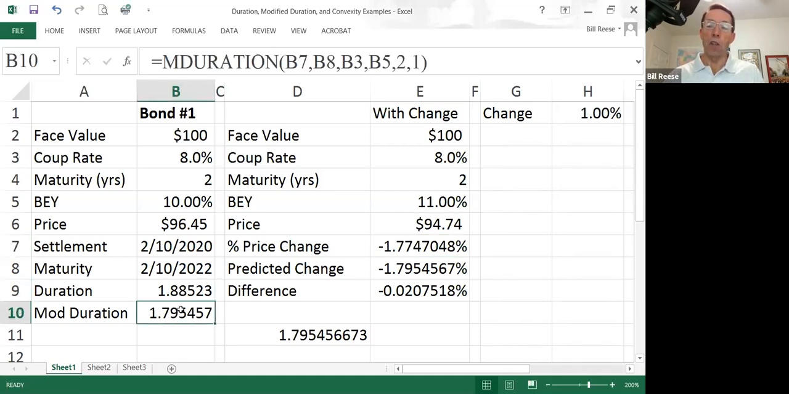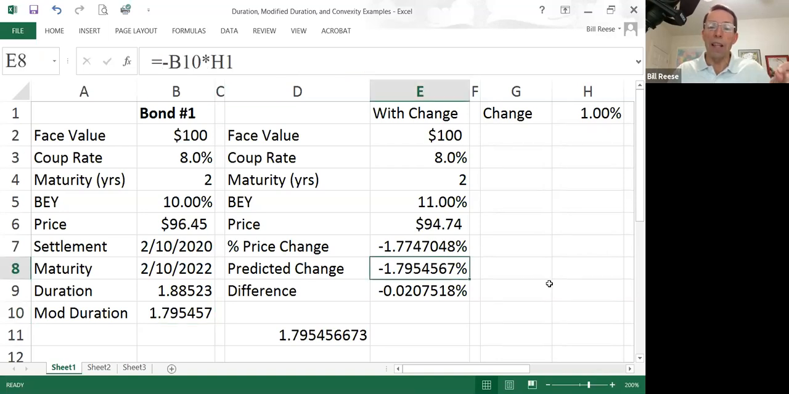Now, here is the duration of the bond. Here's the modified duration. Now, remember what modified duration is telling us. It's an approximation of what is the percentage change in the price of the bond for a 1% change in interest rates. Well, here we have a 1% change in interest rates. Interest rates are going up by 1%. So modified duration is predicting that the price of the bond will go down by 1.795457%. So that's right here in this cell. This cell is telling us how much modified duration predicts. And then this cell is telling us how much modified duration is off by. And you can see it's off by a little bit, but not by a whole lot there.